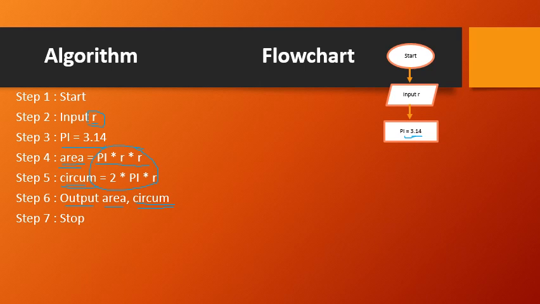Then again we have the calculations next as step 4 and step 5. So again it should be within the rectangle, as area equals pi into r and circum equals 2 into pi into r. Again I want to highlight one point here. In the algorithm you may see I am using r as an input. In the flowchart again I should use r itself. I cannot change it to be input radius here. You may lose marks.